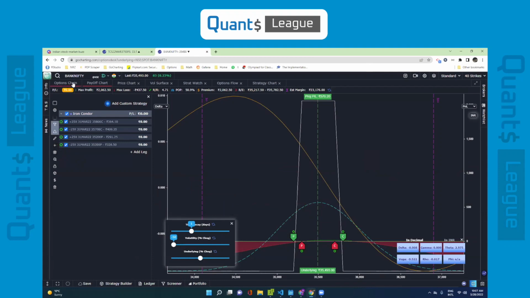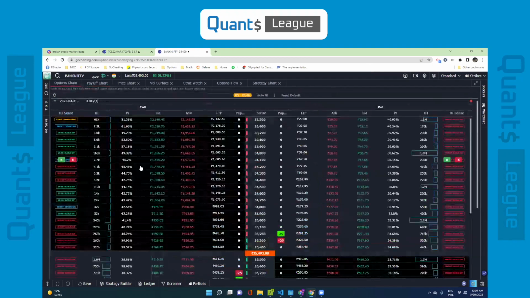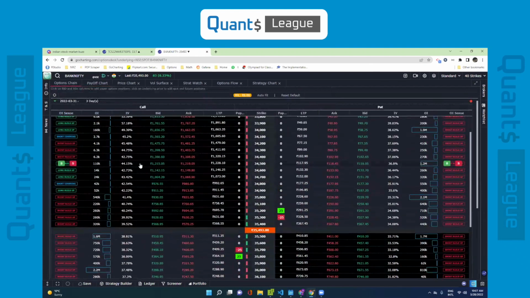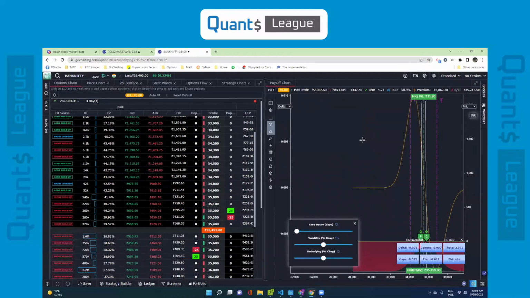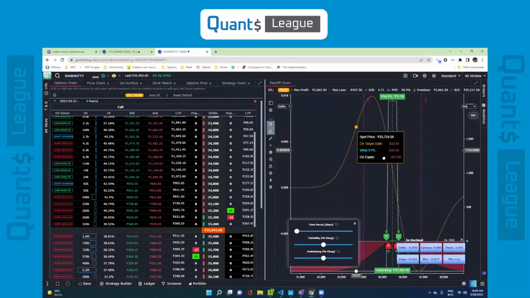And in our options desk, you have the ability to create your own UI. You can simply drag any of these tabs and place it wherever you want. For example, I just dragged the payoff chart from the top and placed it here. So now I'm going to see my payoff chart on the right-hand side and my option chain on the left-hand side. That's how simple it is.